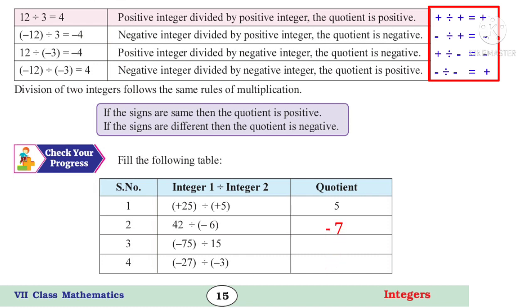Minus 75 divided by 15. Minus divided by plus is minus. 15 fives are 75, so minus 5. Minus 27 divided by minus 3. Minus divided by minus is plus. So 3 nines are 27, so plus 9.